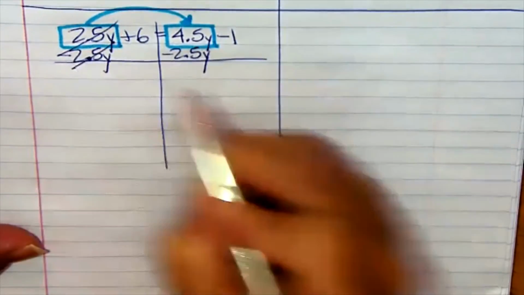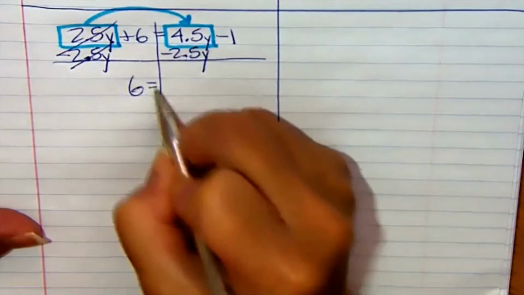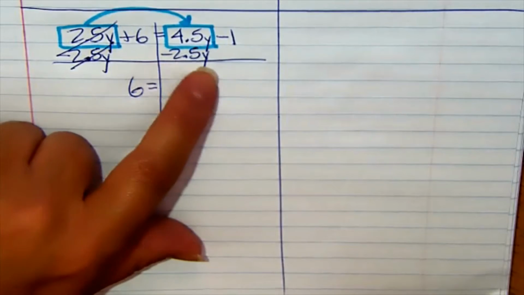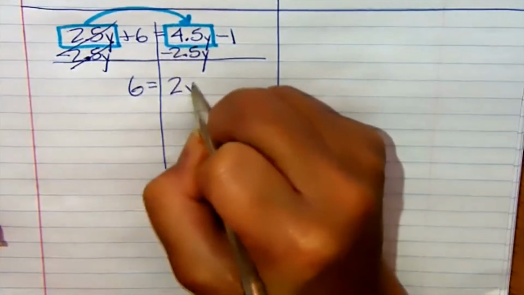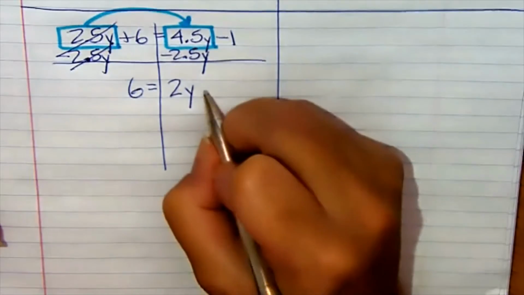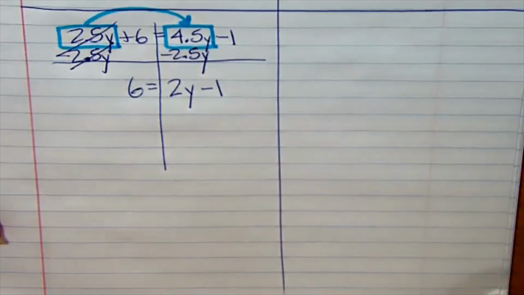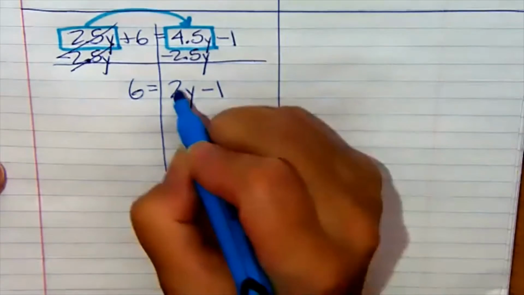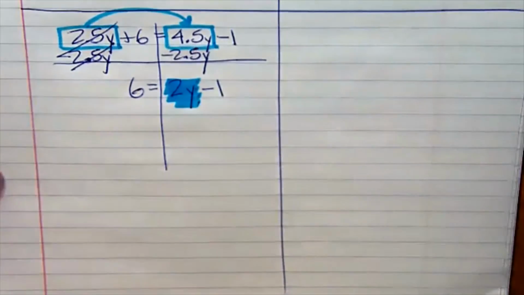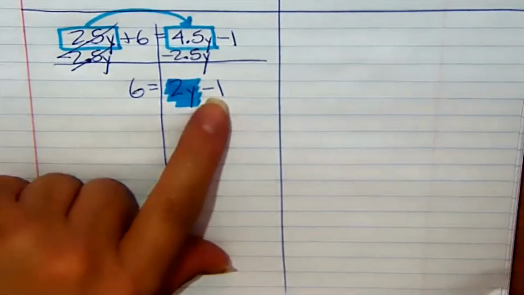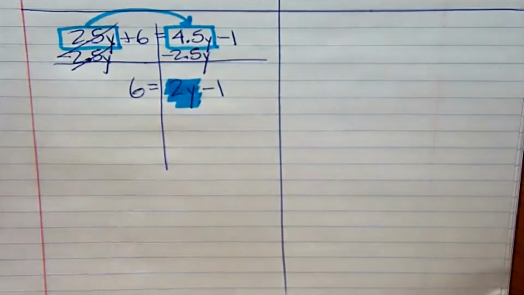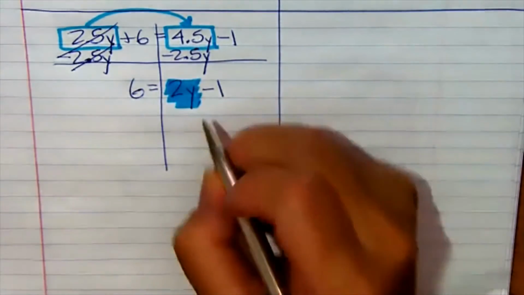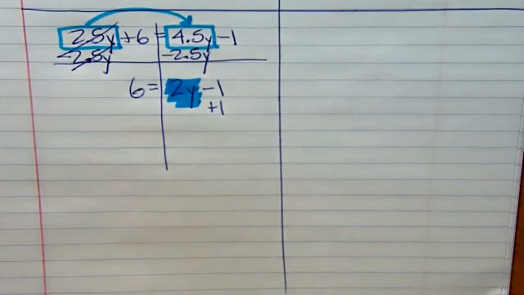So these guys cancel, and I'm left with 6 equals 4 5/10 y minus 2 5/10 y, which is positive 2y minus 1. Now this should look like a problem you already know how to do. I need to isolate my variable, but first I need to undo or get rid of this -1. So to get rid of -1, I'm going to undo it with +1.